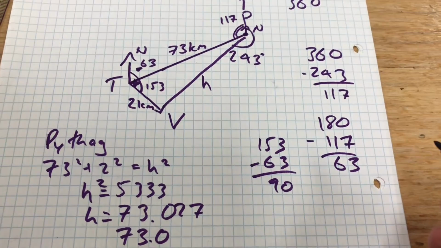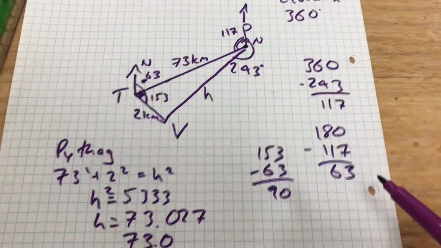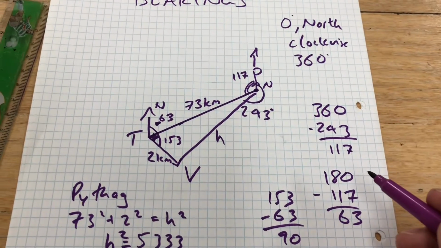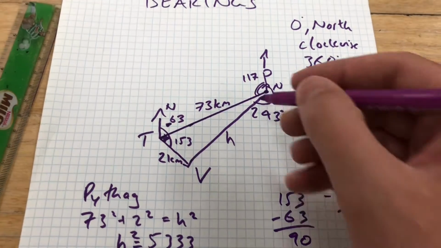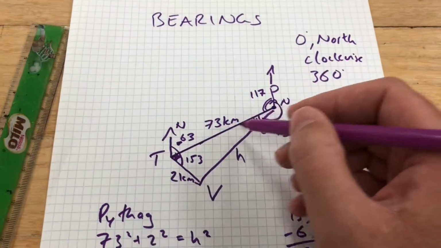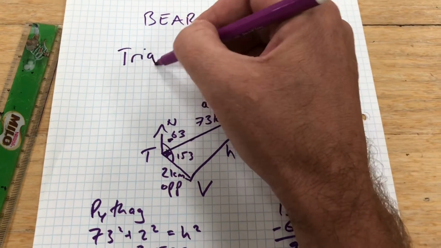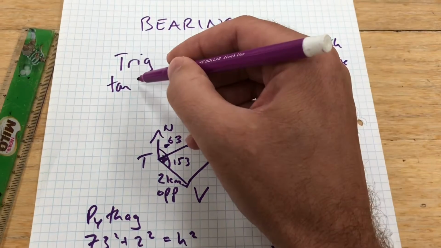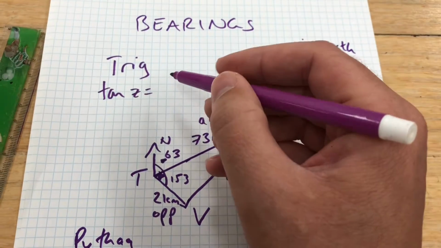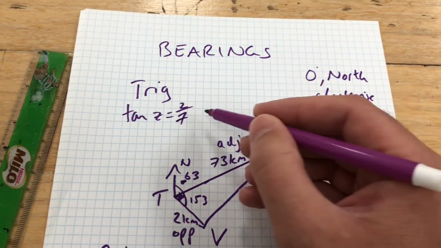Okay, but obviously the vessel should have gone out on the correct bearing. So how do we work out what the correct bearing was that they should have set out to get there straight away? We do tan. So if we look at this triangle, that's the opposite, that's the adjacent. So we've got to use some trigonometry. And we do tan of that angle. We call it Z. Yeah, and tan of that Z is? 2 divided by 73.